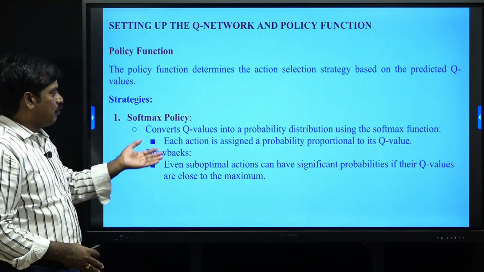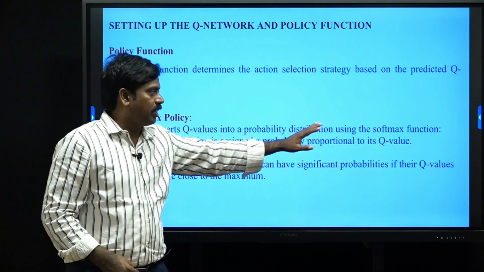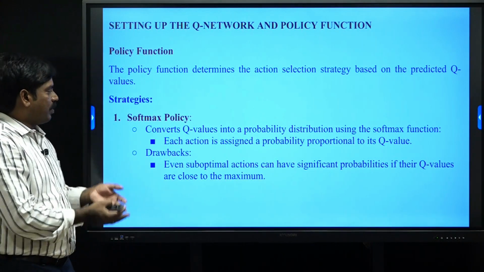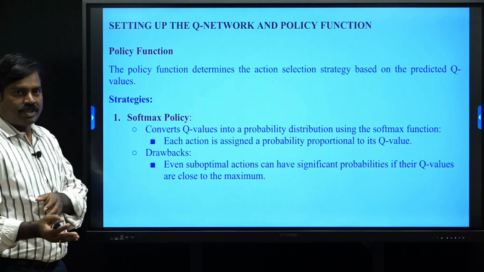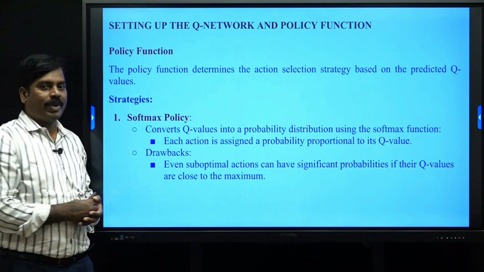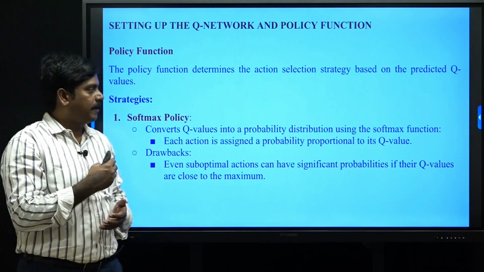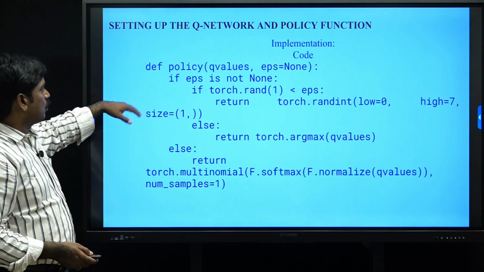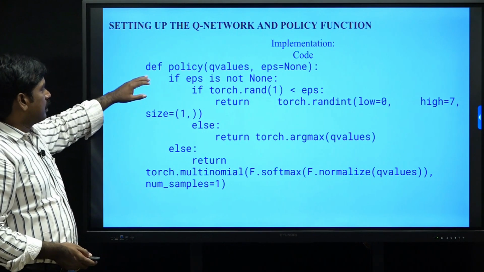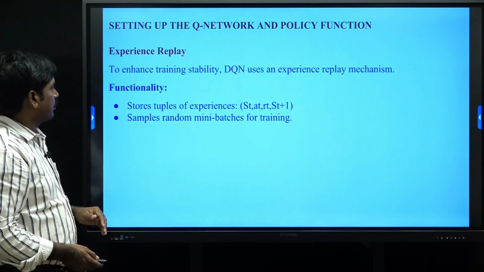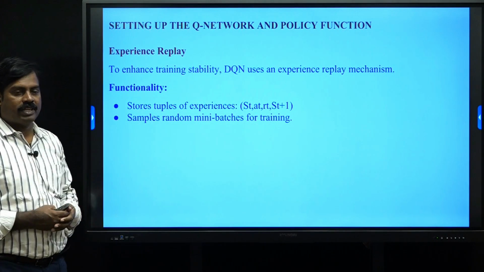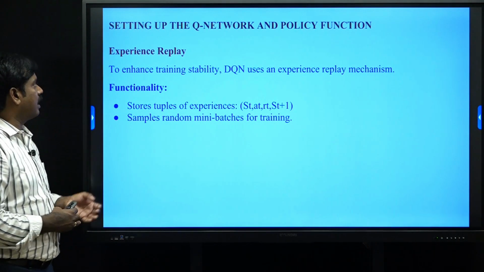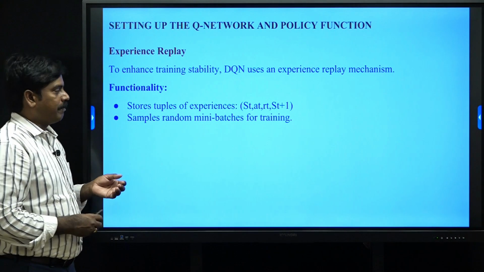In the softmax policy, we convert the Q values into a probability distribution using the softmax function. Each action is assigned a probability proportional to its Q value. So we apply the softmax policy or epsilon-greedy approach to explore the best actions in the state based on the Q values. This is the implementation code for the policy function with softmax, and we use experience replay to stabilize the learning.